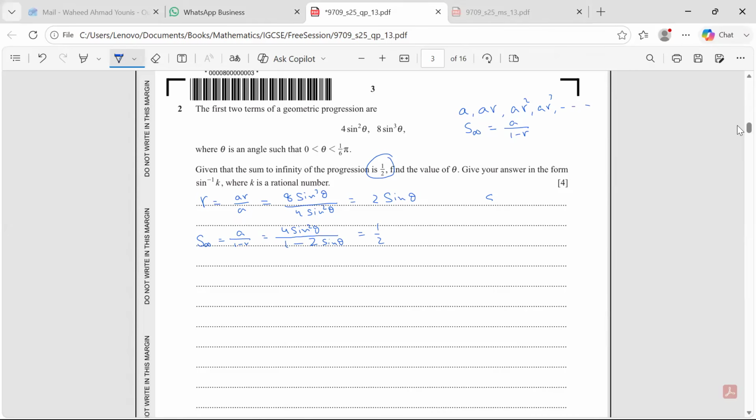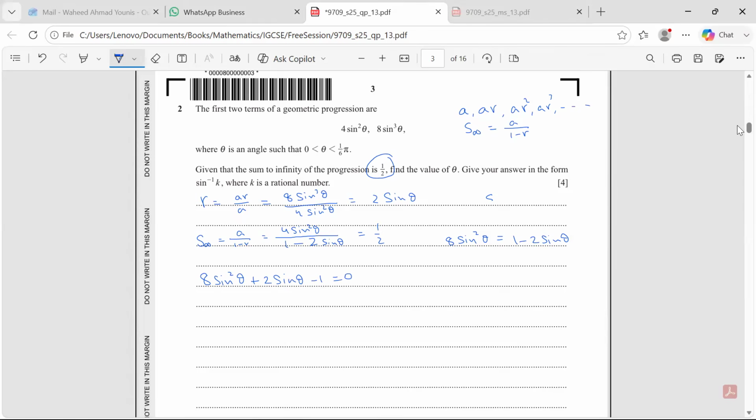Okay, so from here we need to find out the value of theta. You can see if I do the cross multiplication, it will become 8 sine squared theta equals 1 minus 2 sine theta. Am I right? So rearranging, it will become 8 sine squared theta plus 2 sine theta minus 1 equals 0.